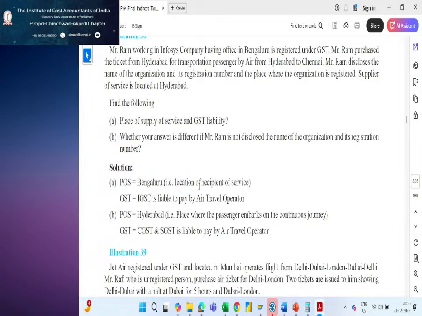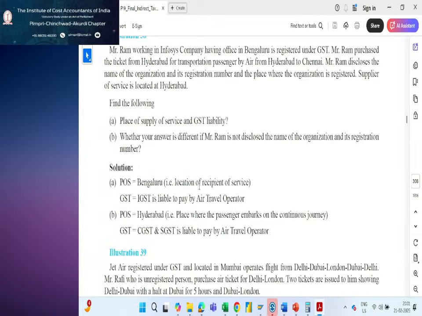In the second case, if he has not disclosed the name of the organization, in that case the place where the passenger embarks on the continuous journey is where he boards the flight, the place where he boards the flight.